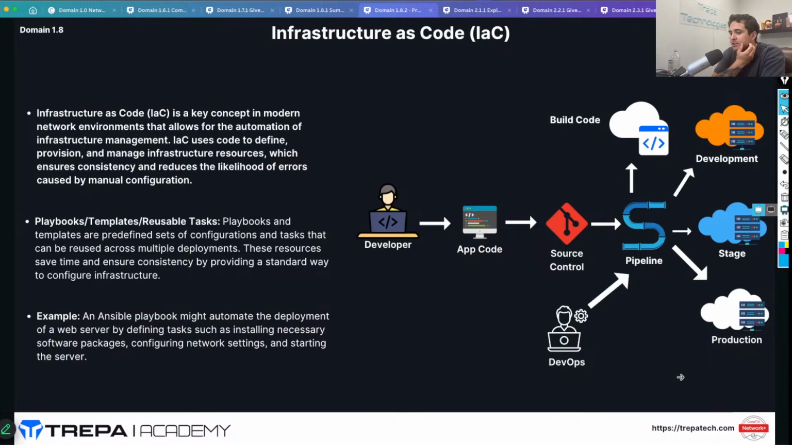Okay, I'm trying to not be long-winded. Next, we're going to talk about infrastructure as code. So this is a key concept in modern network environments that allows for the automation of infrastructure management. So let's take a pause there, take a breath, okay?